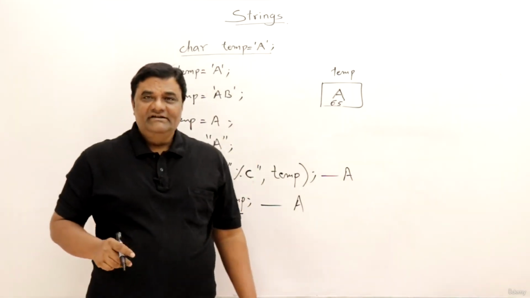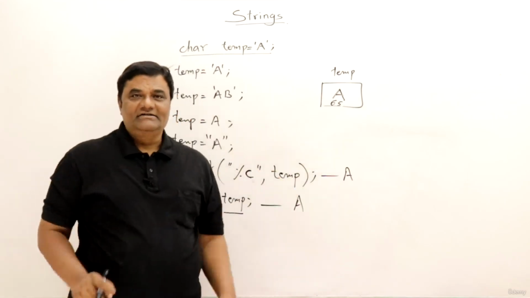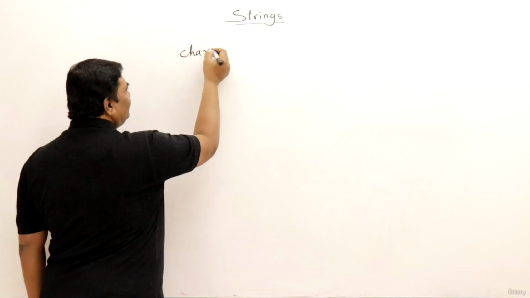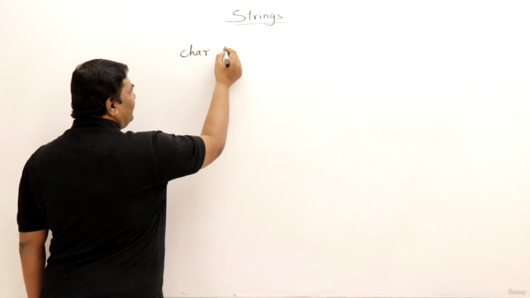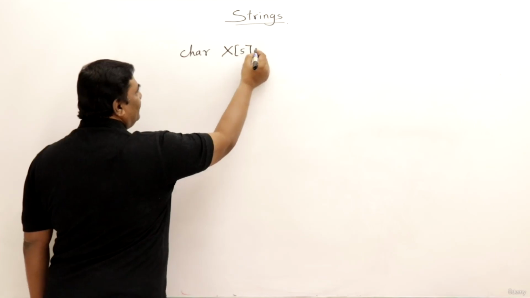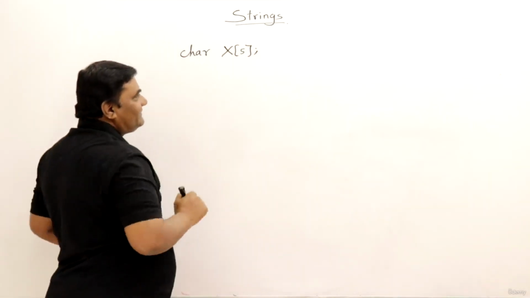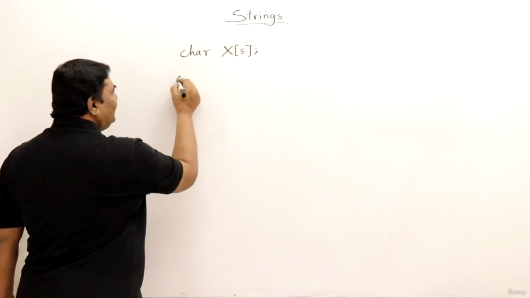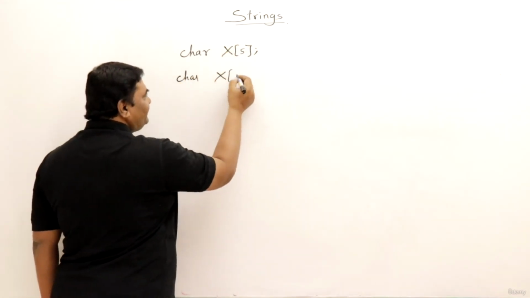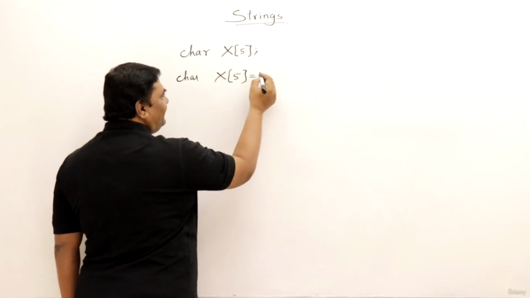Now next we will see what a character array is, and how I can create an array of characters. For creating an array of characters, just like any other array, I will take an array name as X, and mention the size. So an array of size 5 characters will be created. Now can I initialize this one? Yes. I will take the same name X and size 5.